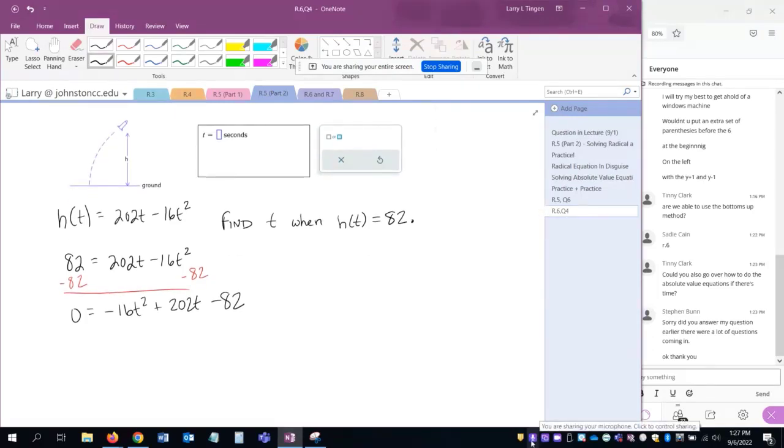Okay. And now it's a problem. Now it's a problem you know how to do, right? That's quadratic. How would you tackle this?